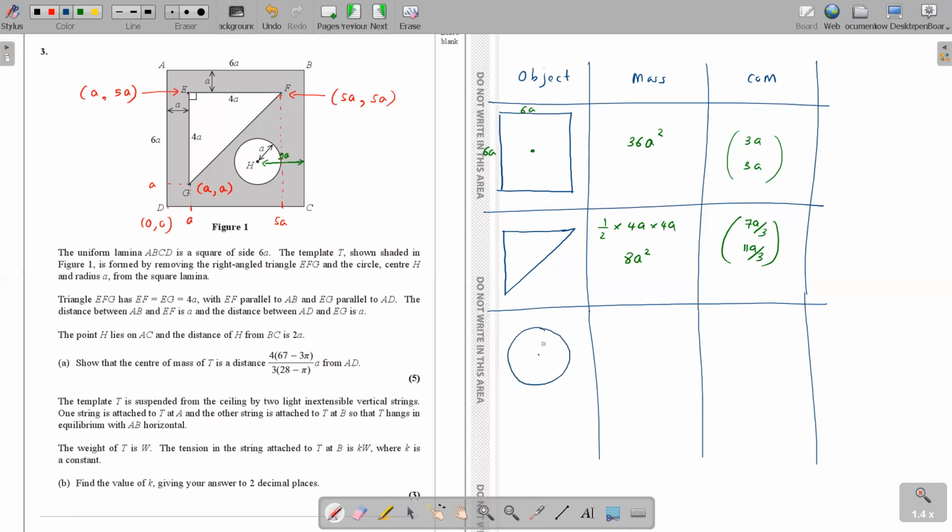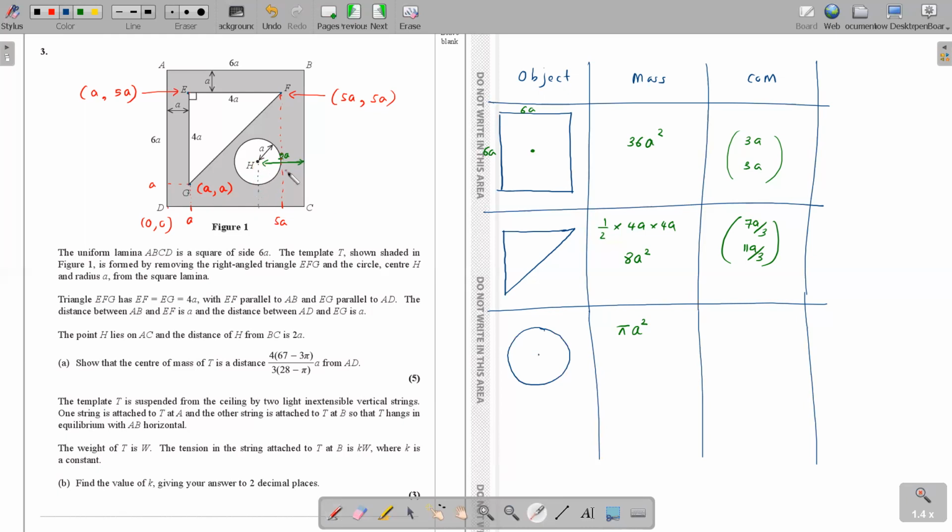So circle, children, what's the mass? Obviously, the area is pi r square. The radius is a here, so pi a square. Is that okay? Center of mass, students, you know very well: the center of mass of the circle is exactly in the middle of the circle. So how much is it?